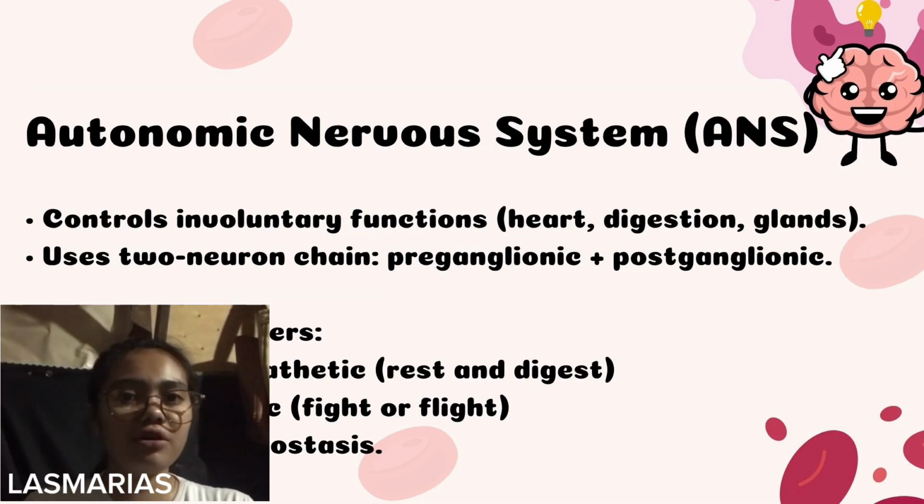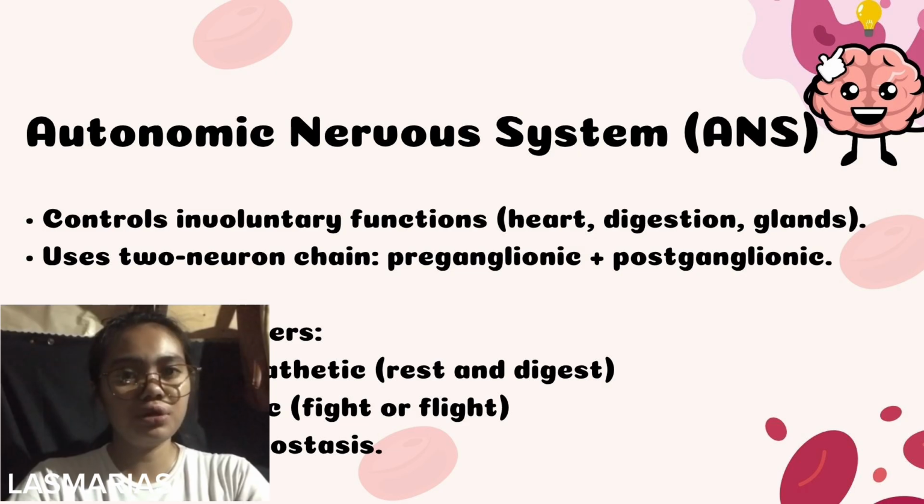So how the autonomic nervous system works. The ANS operates through a two-neuron chain: the preganglionic neuron, which starts in the central nervous system, and the postganglionic neuron, which is connected to the target organs like the heart, stomach, or lungs. These neurons talk to each other and to the organs using chemical messengers called neurotransmitters. The ANS primarily uses two main ones.